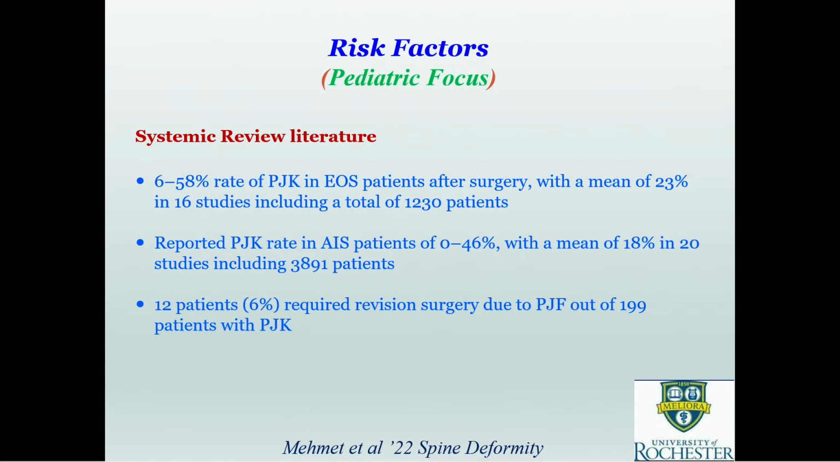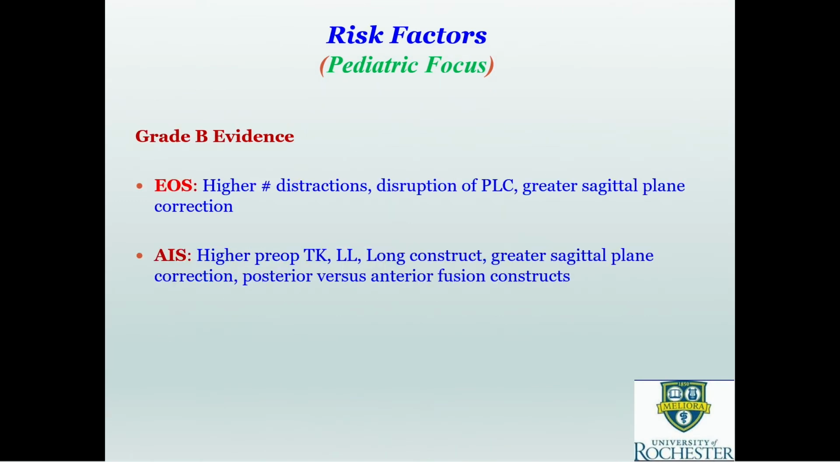So looking at a systematic review out of Cleveland, almost a meta-analysis, looking at all the studies available on pediatric PJK. The incidence of PJK is reported between 6 to 58% in patients with early onset scoliosis, looking at a total of 16 studies with about 1,230 patients, with a mean 23% incidence of PJK. Looking at AIS patients, 3,891 patients, it is reported between 0 to 46%, with only 12% requiring revision surgery. Which brings back the question: why do we care about PJK if the majority of patients have a good outcome regardless of the PJK?